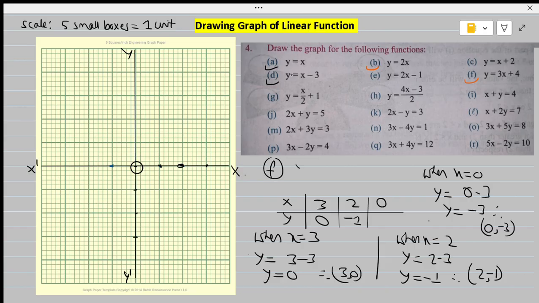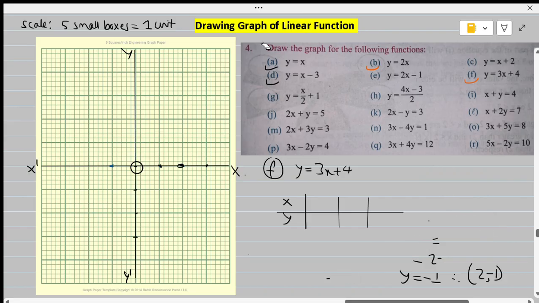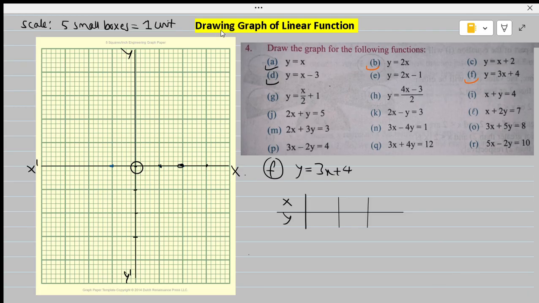Number f here is y equal to 3x plus 4. Okay, let's make this clear first. So what do we have here? y equal to 3x plus 4, is it? So we have to put in values of x so that we can obtain y, right? So let's start by keeping the value of x as 0.